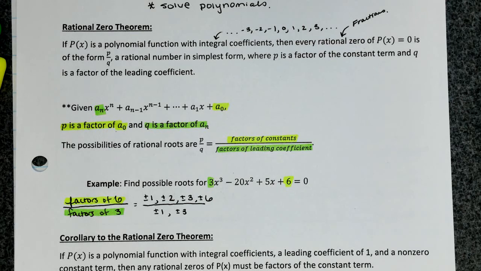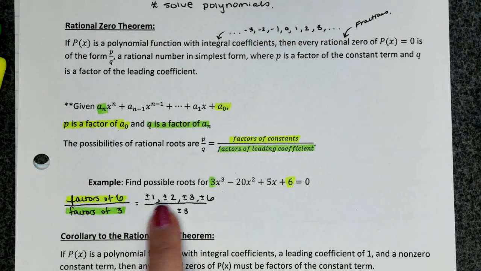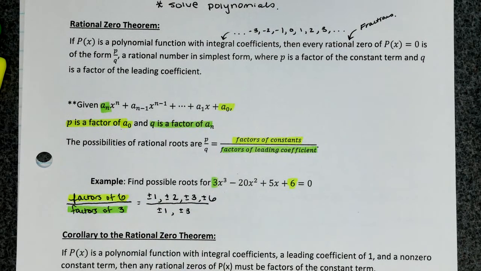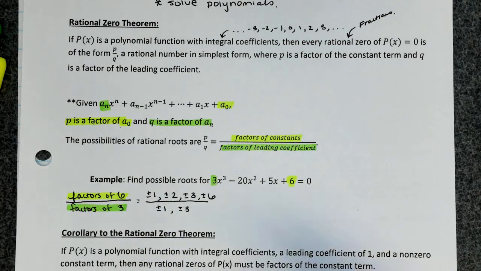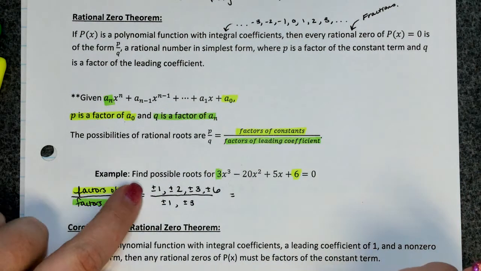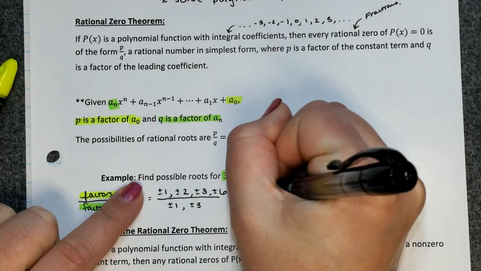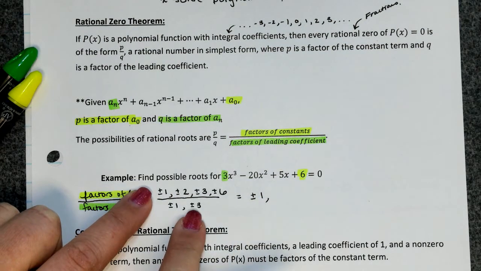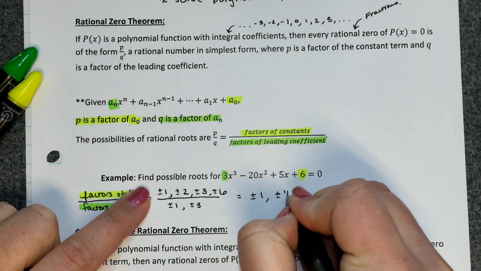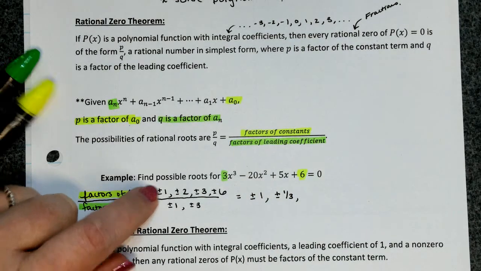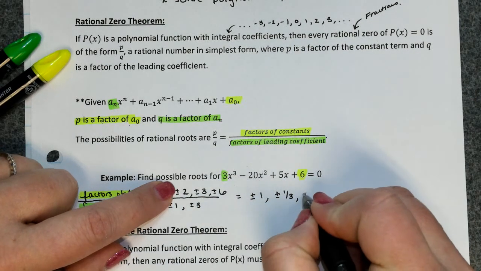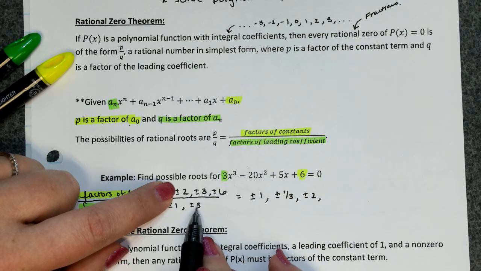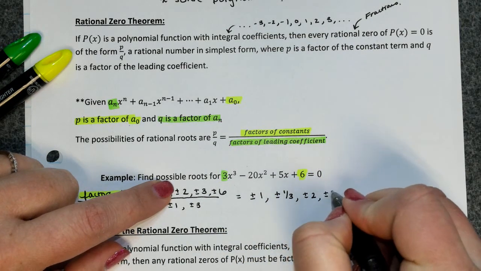Okay. So now what we're going to do is come up with all the possibilities, all the combinations that can be made from these fractions, with this number on top and this number on the bottom. So the first one I would do is 1 over 1, which is 1, so plus or minus 1. The next one is 1 over 3, so plus or minus 1/3. The next is 2 over 1, which is positive or negative 2, and 2 over 3, which is positive or negative 2/3.